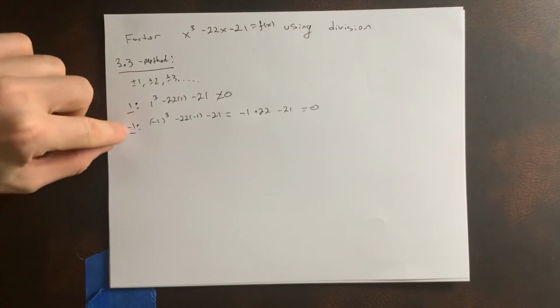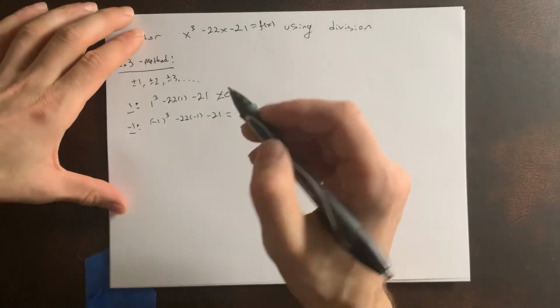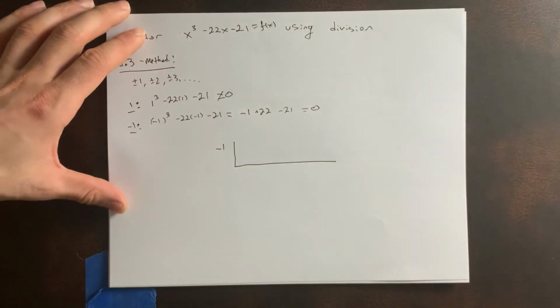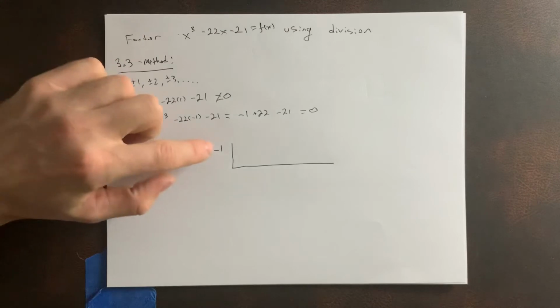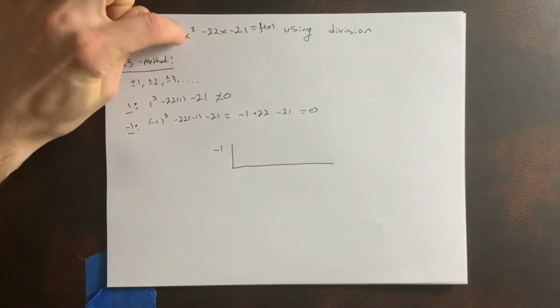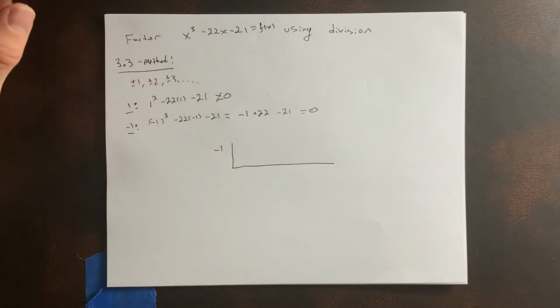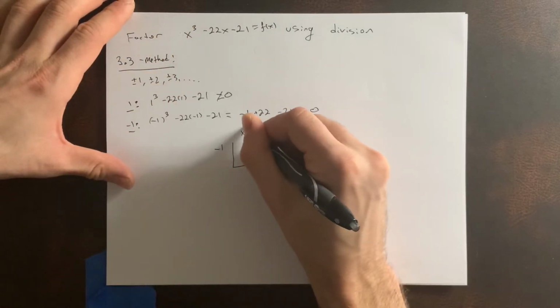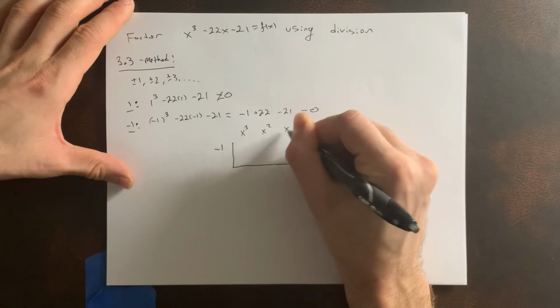Now what we're going to do is take this -1 and do synthetic division with it. -1, draw a synthetic division table. And we're going to do synthetic division with this piece up here, the piece that we're given. Note that we're starting with an x to the 3, so we're going to need an x to the 3 column, x to the 2, x to the 1, and then a constant.